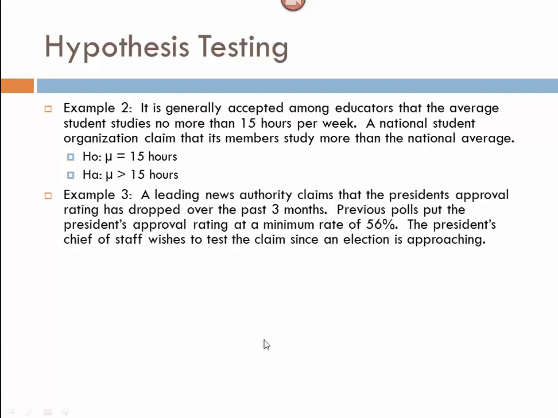Example 3. A leading news agency claims that the president's approval rating has dropped over the past 3 months. Previous polls put the president's approval rating at a minimum rate of 56%. The president's chief of staff wishes to test the claim since an election is approaching. See if you can look through the wording of the question to determine what the researcher wishes to prove in this study.